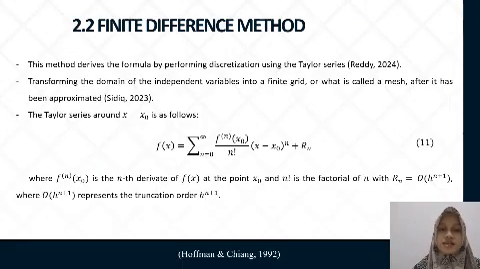The next is finite difference methods. This method derives the formula by performing discretization using the Taylor series. This method transforms the domain of the independent variables into a finite grid, or what is called a mesh, after it has been approximated. The Taylor series around x equals x0 is as follows: 11 equations.